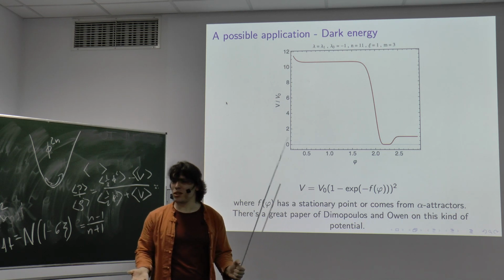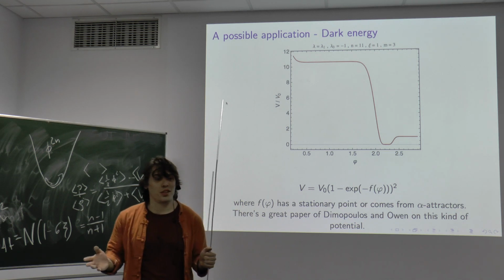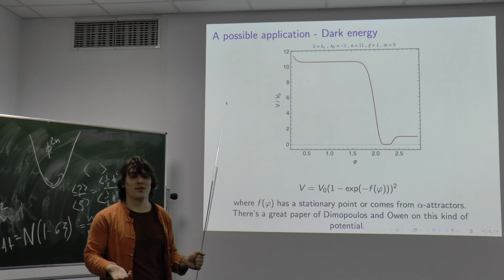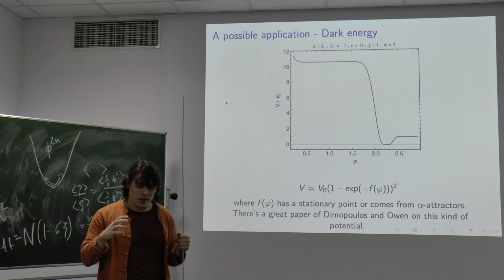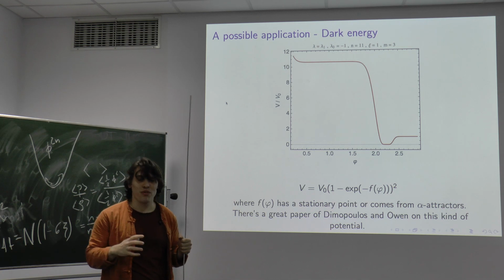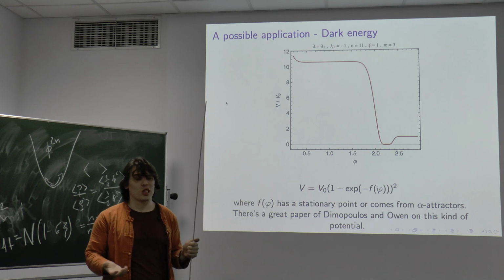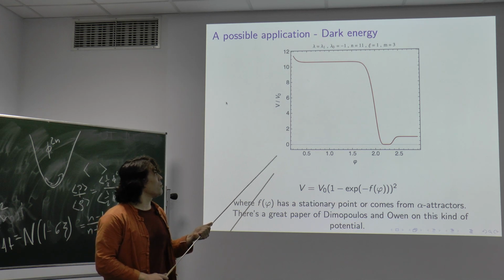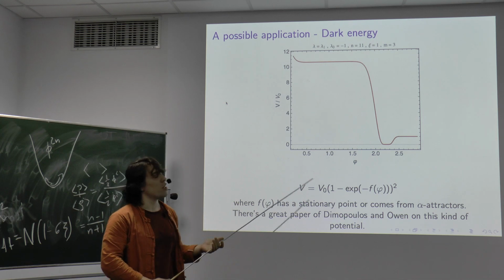So in such an approach, you can have inflation and dark energy using only one scalar degree of freedom, only one scalar field. This is for me quite exciting because it massively limits the amount of new physics needed in order to explain the observational universe. And there are a bunch of models for how to do such a thing.